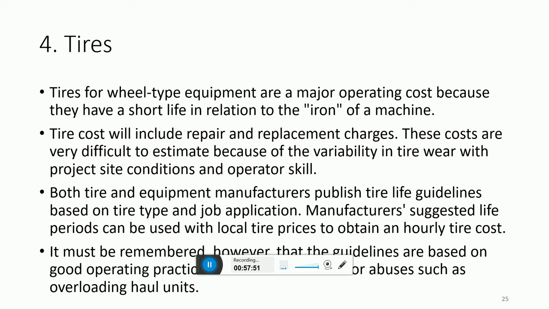However, it must be remembered that the guidelines are based on good operating practices, and these don't include abuses such as overloading haul units.